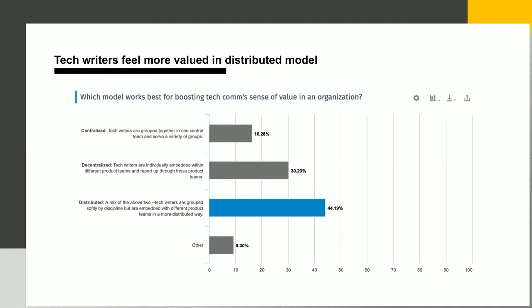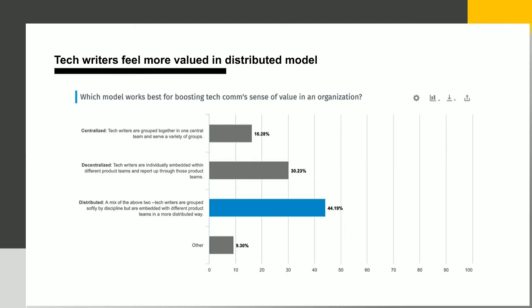But I do have a hypothesis in the back of my mind that a tech writer's value is highly correlated with the value of the documentation they produce. If you produce low value documentation, tech writers in that org are going to likewise have low value. So if you want to increase your sense of value in the organization, the best approach is to create high value documentation content. And how can you best create high value documentation content? Well, if the distributed model best lends itself to that high value output, then that is probably the best model for tech writers.